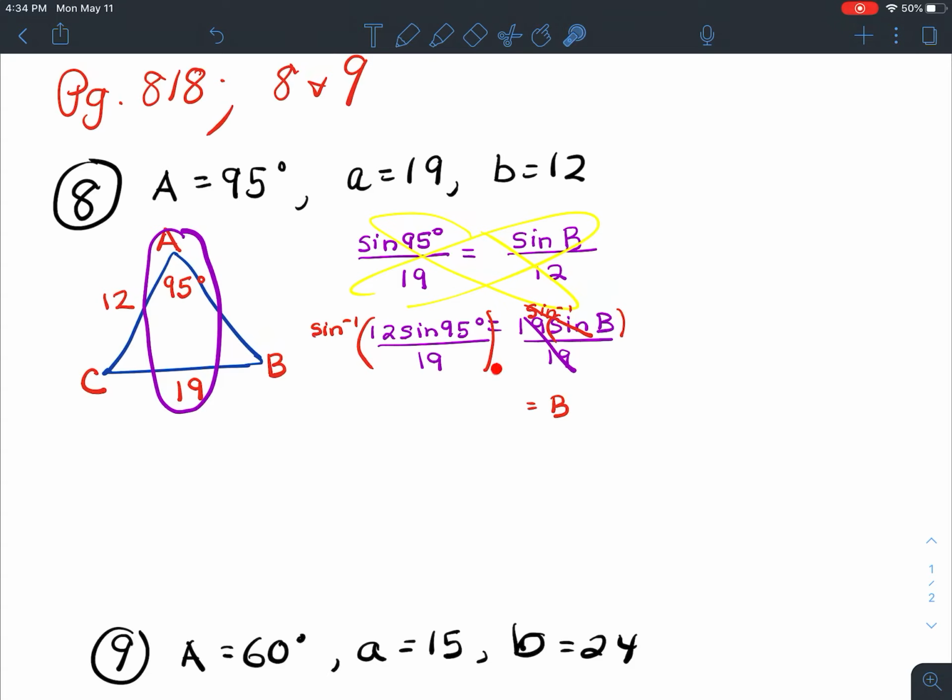So I know this looks really complicated maybe to type into your calculator, but you're going to want to type in inverse sine. Okay, again, you want to be in degree mode for sure, and then you're going to type in 12 sine 95, close up those parentheses, and divide by 19. So you got to be really careful with your parentheses with these. Okay, this should give you that angle B, you'll see on your calculator, it's like 38.99. You're going to round your angles to the nearest degree.